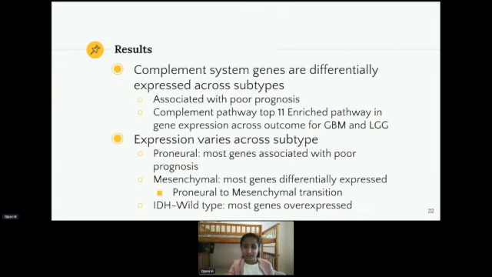This could potentially indicate a correlation between complement system gene expression and the proneural mesenchymal transition associated with recurrency, metastasis, and poor prognosis in gliomas. In the mutational subtypes, IDH wild type overall have the most expression of complement system genes versus the mutant.